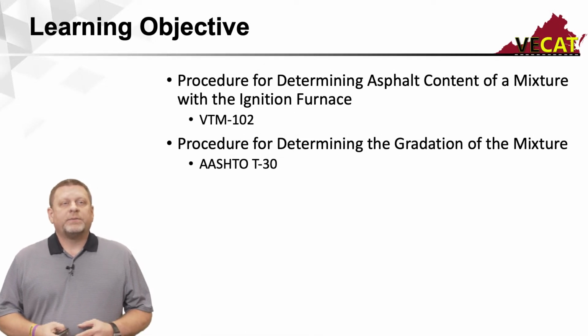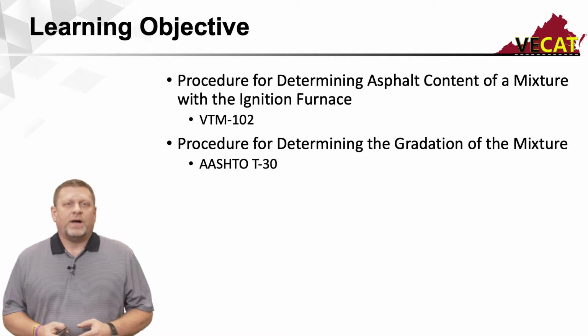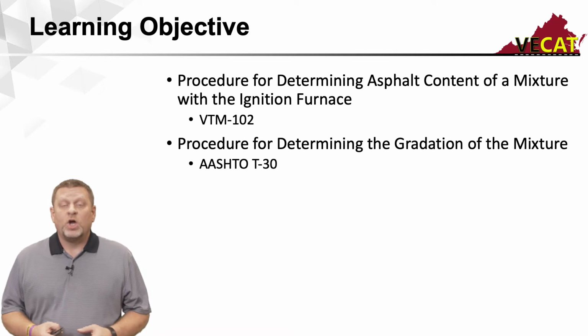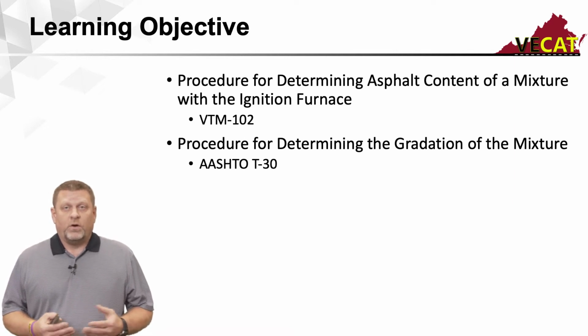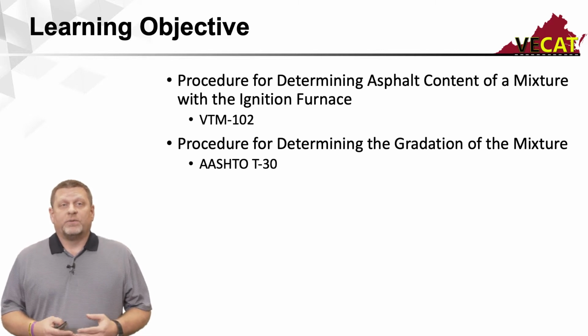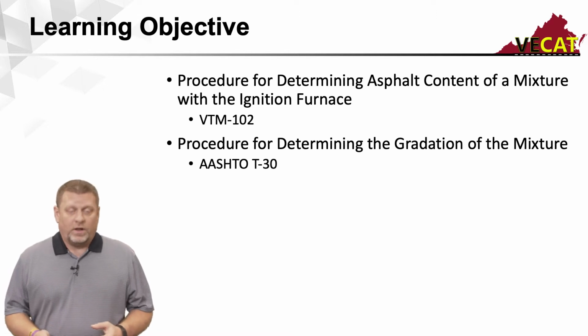Our learning objectives for this presentation are to talk about how you determine the asphalt content of a mixture with the ignition furnace. The specification we use to do this test is VTM, Virginia Test Method 102. We'll go through that in detail. Once we've established the asphalt content, we'll then talk about how we determine the gradation of the sample, for which we follow AASHTO T30.